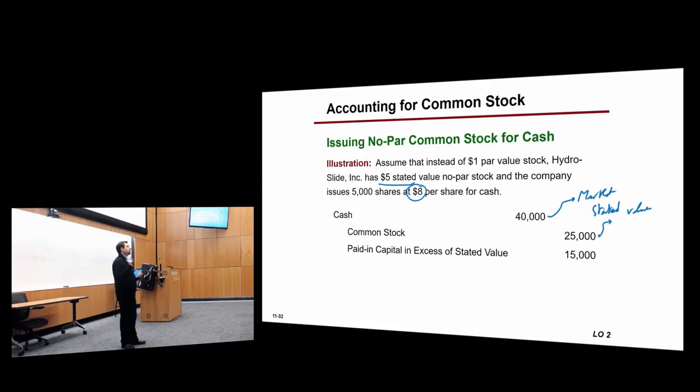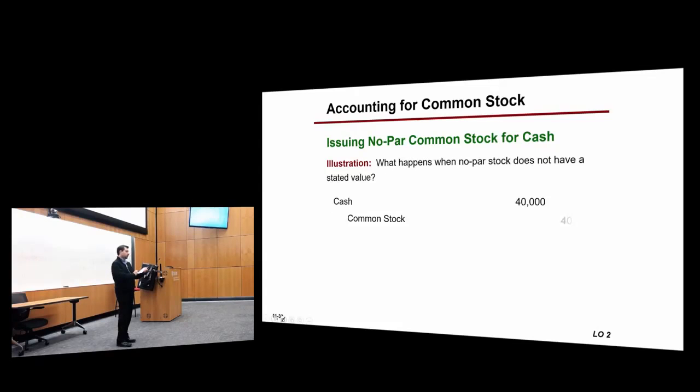If the common stock has neither par value nor stated value, we credit everything to common stock. This is it. It will be like this one here. We simply credit the whole amount to common stock. So this is what we covered last time. Any questions about this?